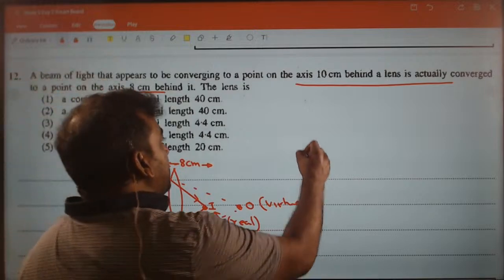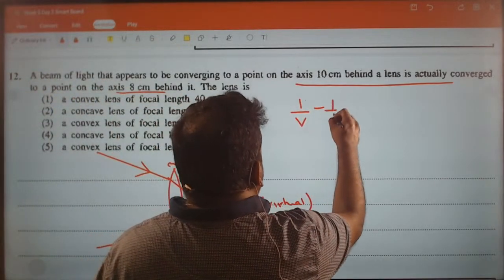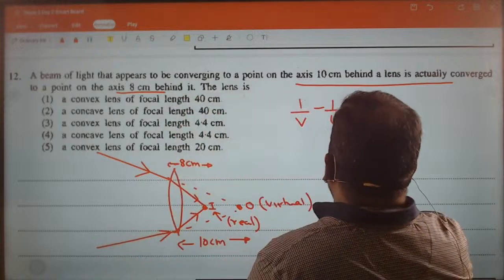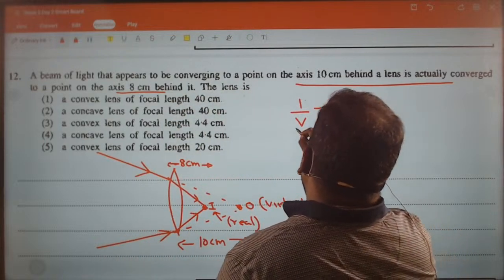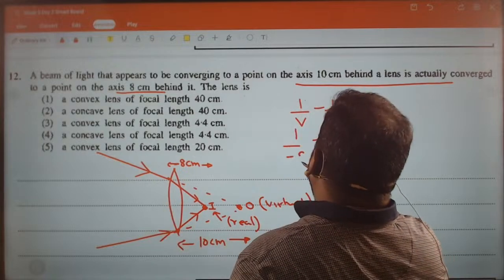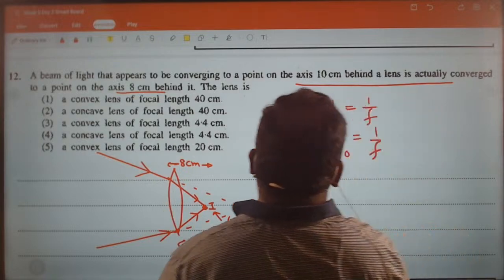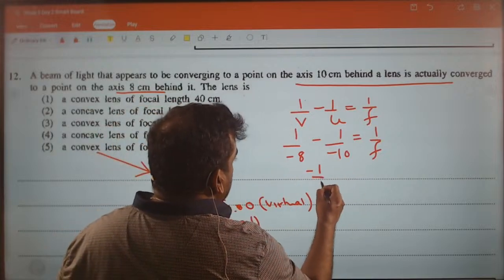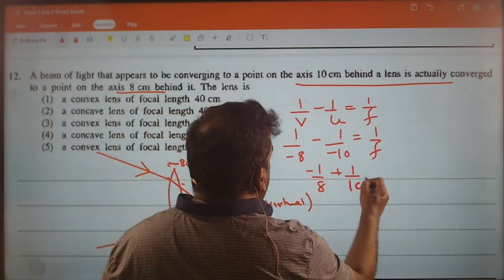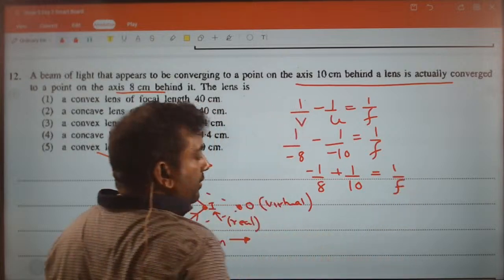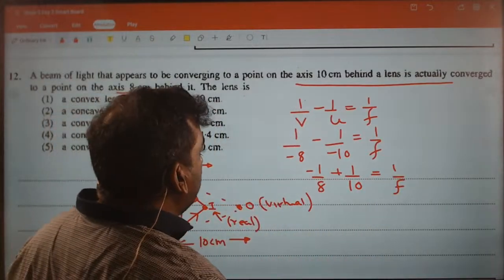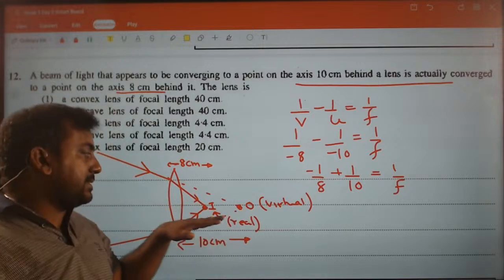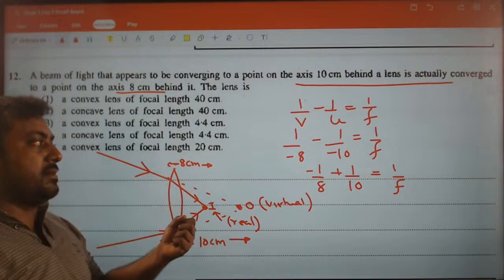Now apply the lens equation: 1 over v minus 1 over u equals 1 over f. Object distance is in the direction light travels. Image is also formed in the direction light travels. Focal length we don't know. Without putting the sign convention, here minus 1 over 8 plus 1 over 10 is equal to 1 over f. Carefully look. In the direction light travels, all measurements are minus.